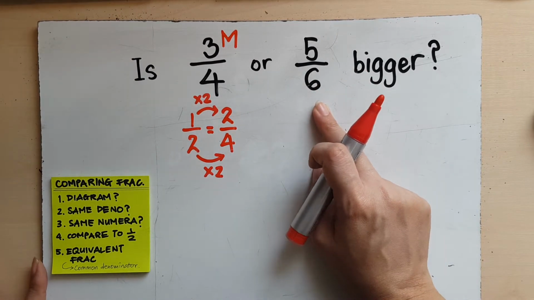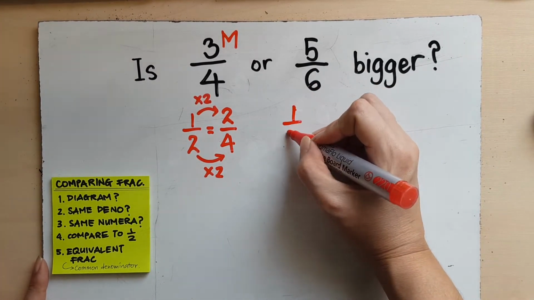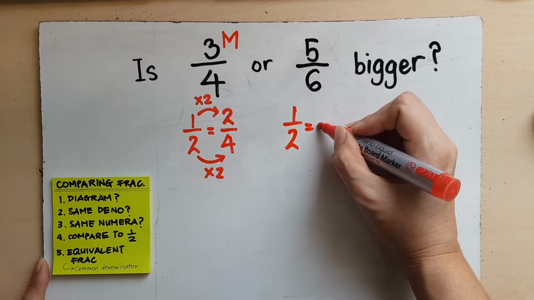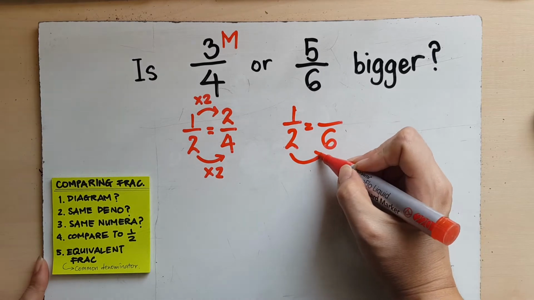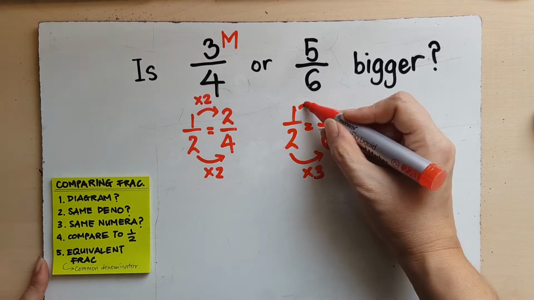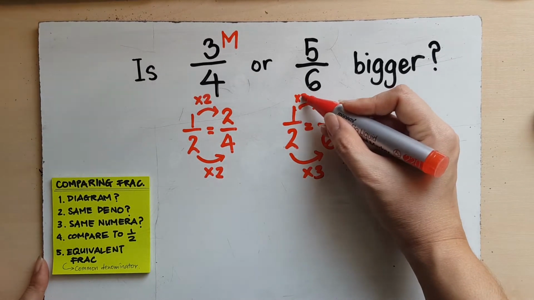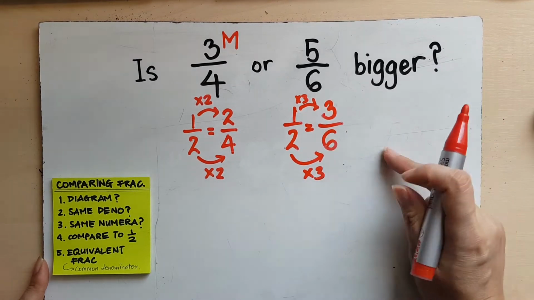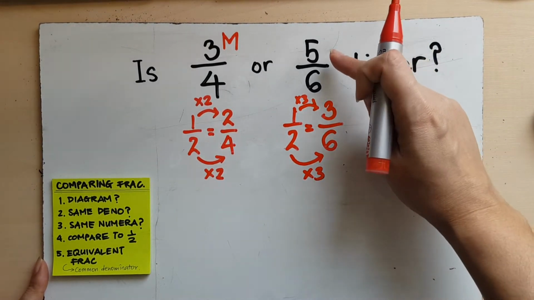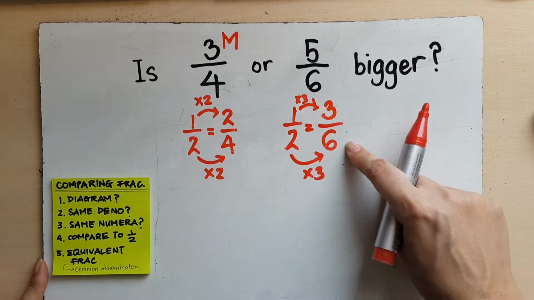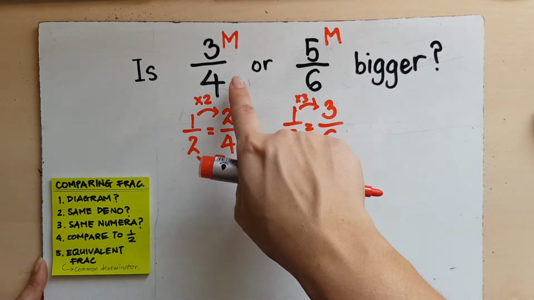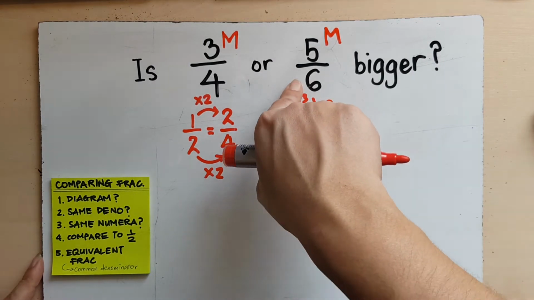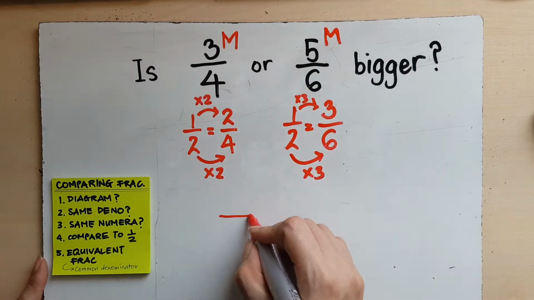We have 5/6. Let's compare that to half. What is equivalent to half with a denominator of 6? So as you can see, we're going to multiply by 3. And on the top 2 times 3. And that would be 3/6. And so we're going to compare 5/6 and 3/6. 5/6 is bigger.